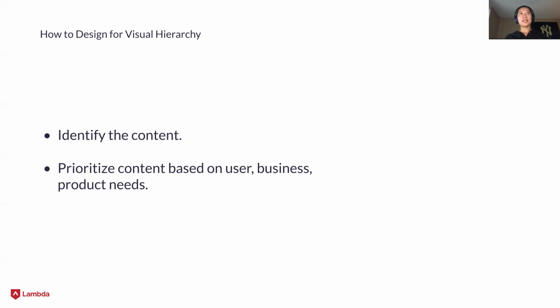So designing for visual hierarchy may seem really confusing at first. Unless you've really gone in and have designed a lot, it can be a little confusing as to where to start. So the first piece is making sure that we're identifying and prioritizing the content, and that can be easily done in a Google Doc. And once we've prioritized our content, then we're ready to design our visual hierarchy.